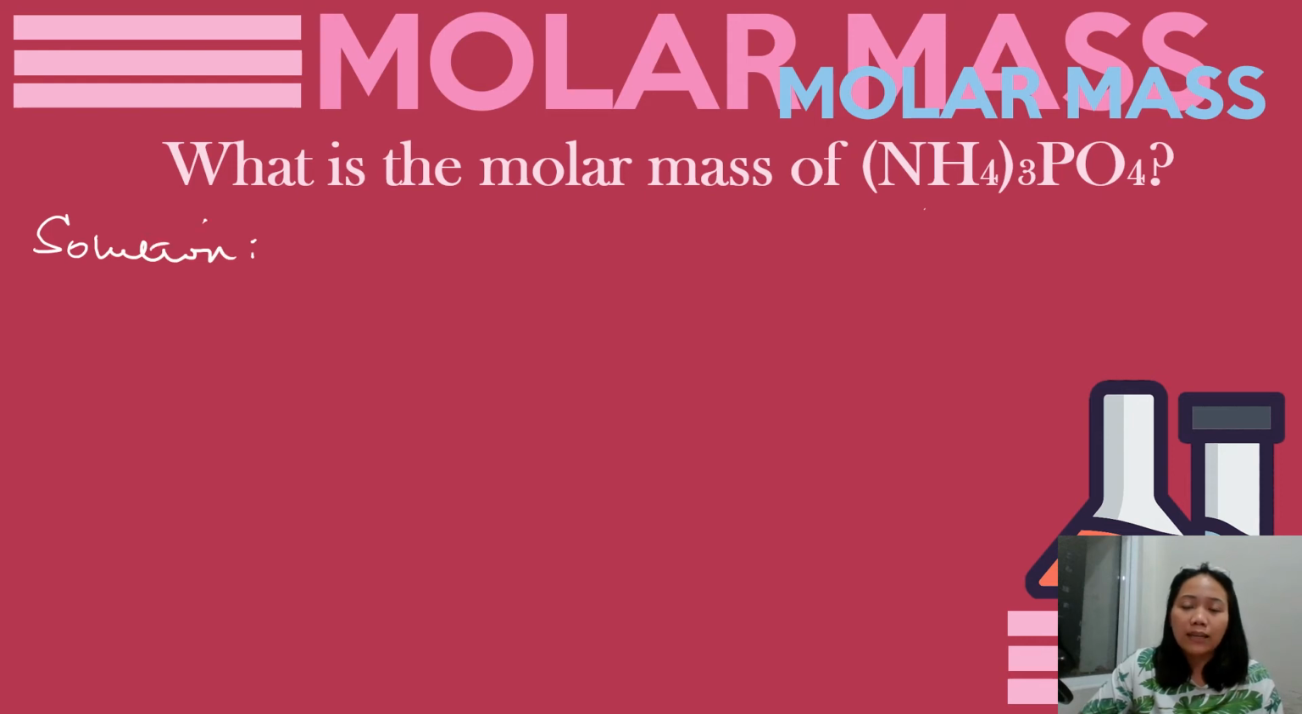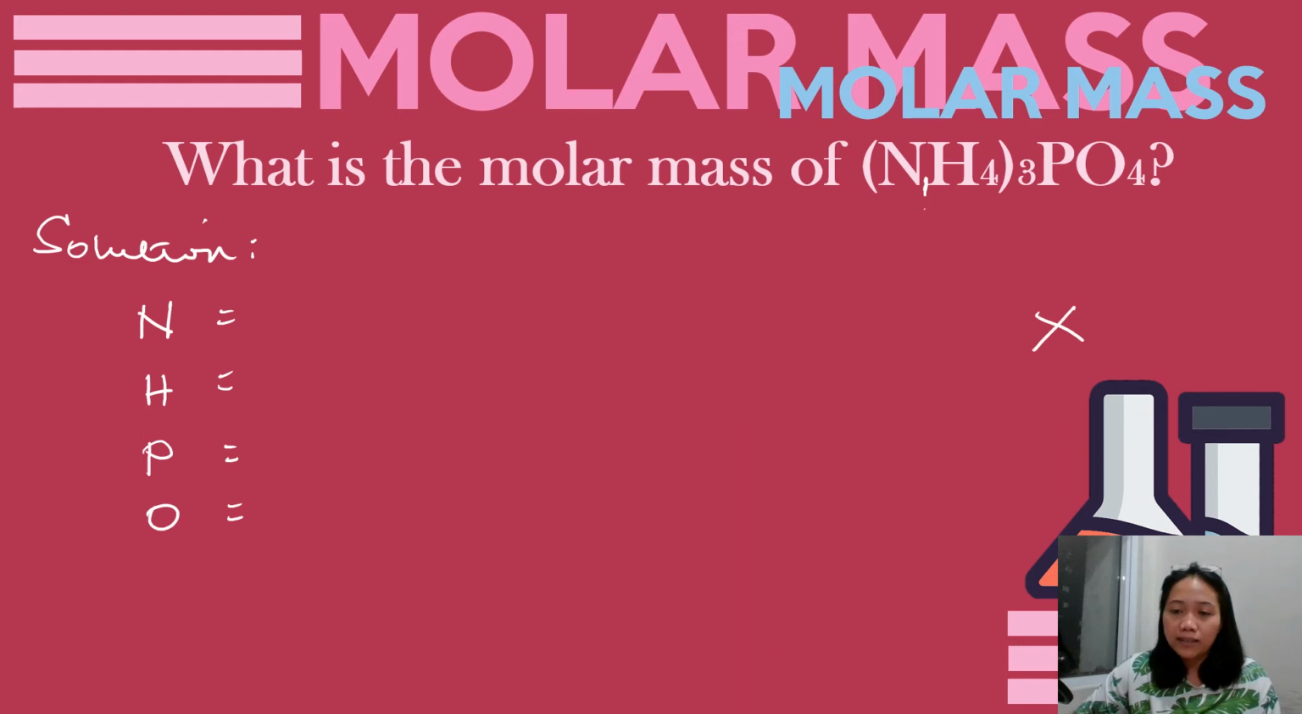In your solution, you identify what are the elements involved. So, you have nitrogen, hydrogen, phosphorus, and oxygen. Of course, write the equal sign and identify what are the number of atoms in each element. So as you can see, nitrogen here has 1. Hindi na natin siya sinulat. Just like in mathematics, you have x. Its exponent is actually 1, but we do not write it down. We do not write 1 na. Same in chemistry. Kapag walang nakalagay na subscript, that means 1 siya.